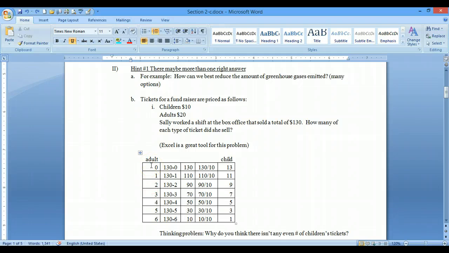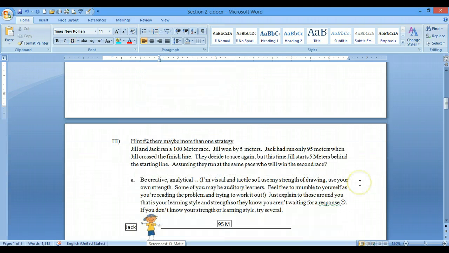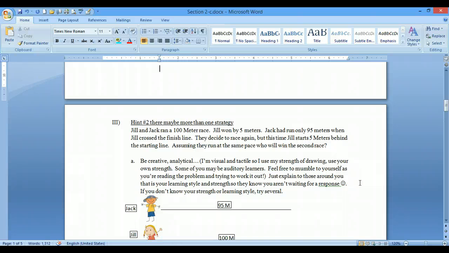So I did an expanded version of the Microsoft Excel that we did so that you can see exactly what we did for each one. We did 130 minus 0, $0, 130 minus 1 adult ticket, 130 minus 2 adult tickets, and so forth. And then we're left with $130 divided by $10 will give me 13 children's tickets. All right, let's move on to hint number 2, or Roman numeral 3.